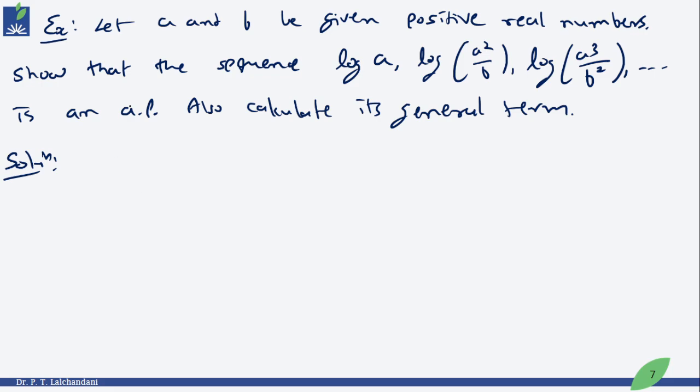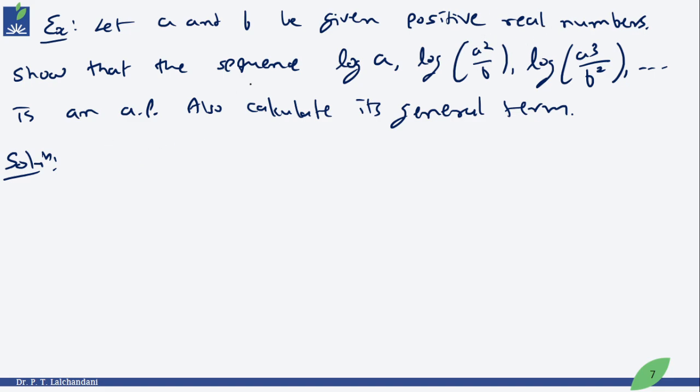One more thing, see here we are given that a and b are positive real numbers. Now the question is, why have they considered positive real numbers only? This is a question for you. Why do we have to consider only positive real numbers for this sequence?